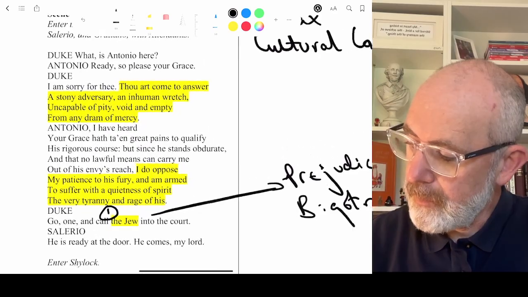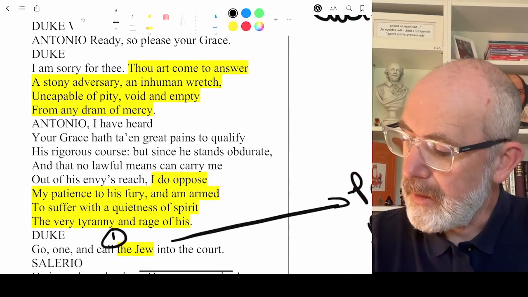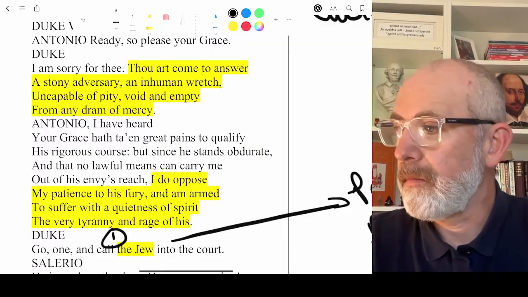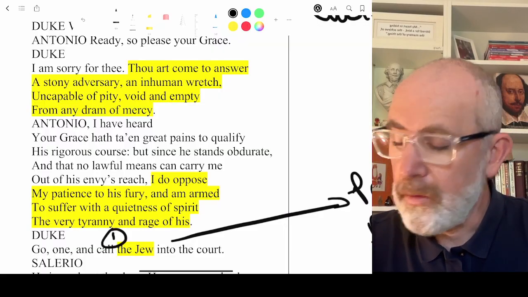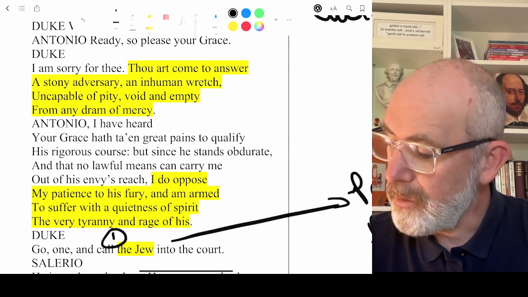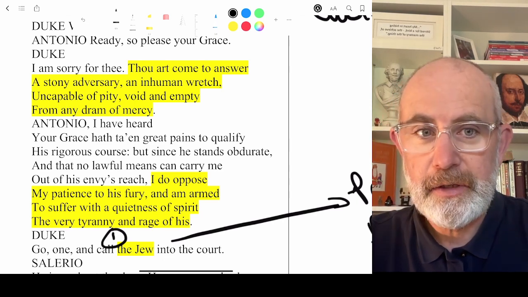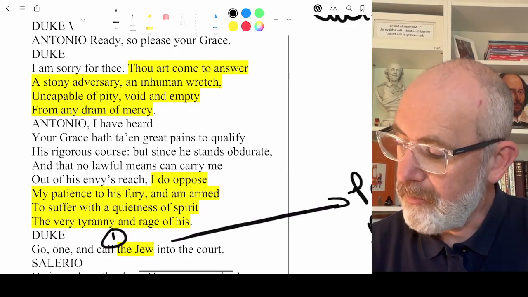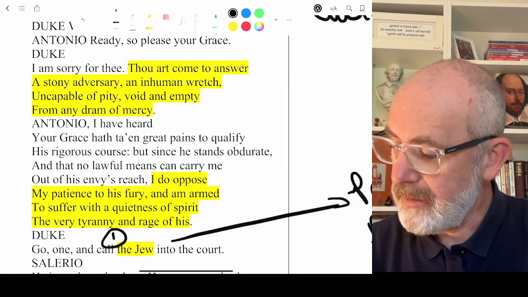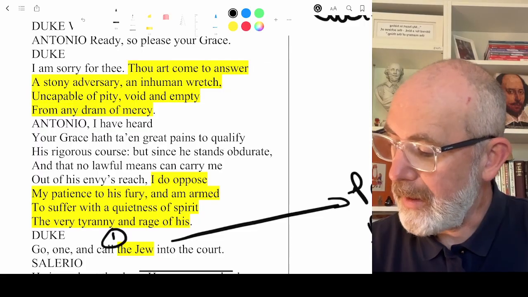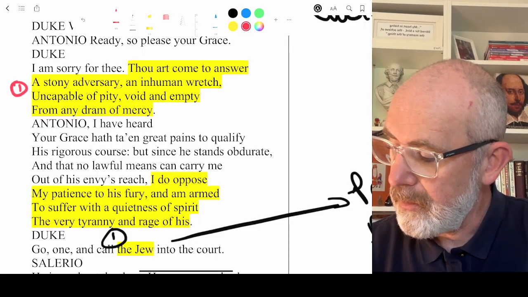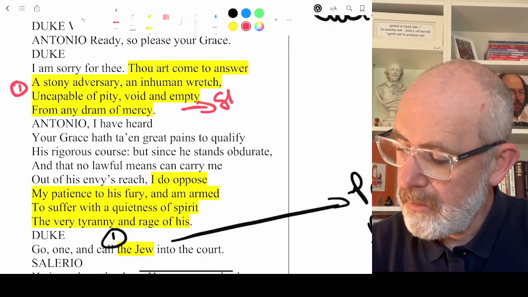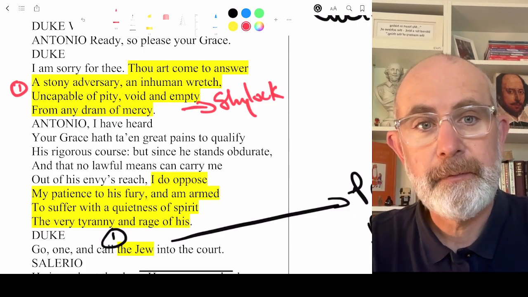So, look, it begins with the Duke, and he's speaking to Antonio. I'm going to go through the highlighted parts. And he says to Antonio, 'Thou art come to answer a stony adversary, an inhuman wretch, incapable of pity, void and empty from any dram of mercy.' And that's a description of Shylock. And it shows how Shylock is regarded by the Duke.